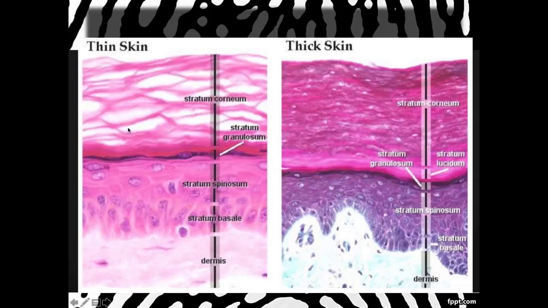So thin skin is practically everywhere except the palms and soles, and thick skin is on palms and soles. You can see that in thin skin, there is no stratum lucidum, which is here, appearing slight, pale, whitish, like here. So the thin skin lacks stratum lucidum, and the stratum corneum is much thinner than in thick skin.